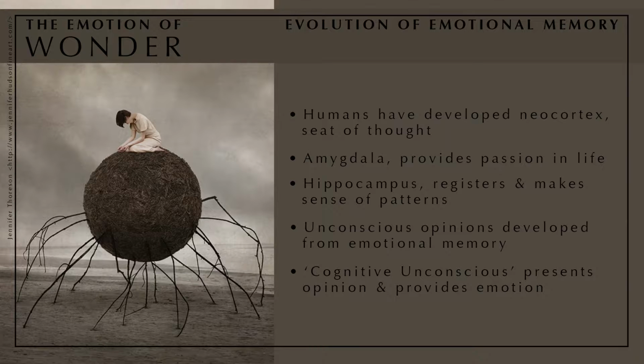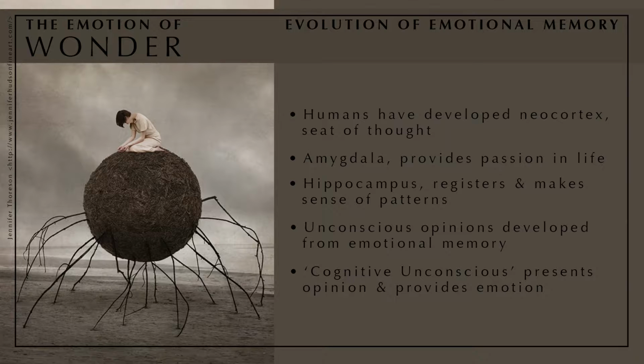The hippocampus sector of the brain also plays a vital role in an emotional experience. The hippocampus is more involved in registering and making sense of perceived patterns. It provides the context for emotional meaning. The hippocampus recognizes someone's face, but it's the amygdala that adds how you feel about that person.